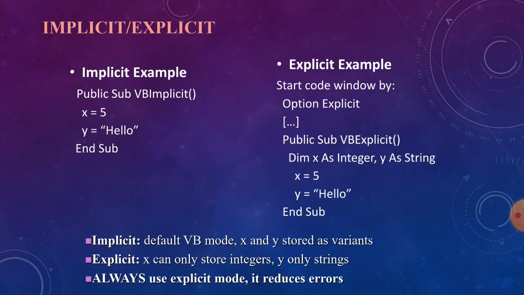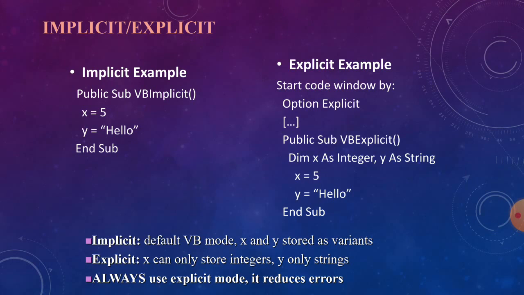So implicit and explicit. Here is a small declaration example for implicit and explicit. First of all, we will see the example of implicit. If you want to write a VB program, we will write a public sub or private sub VBImplicit. This VBImplicit is the function name we are having. x = 5, I am taking x equal to 5 and y is equal to "hello", and end sub.